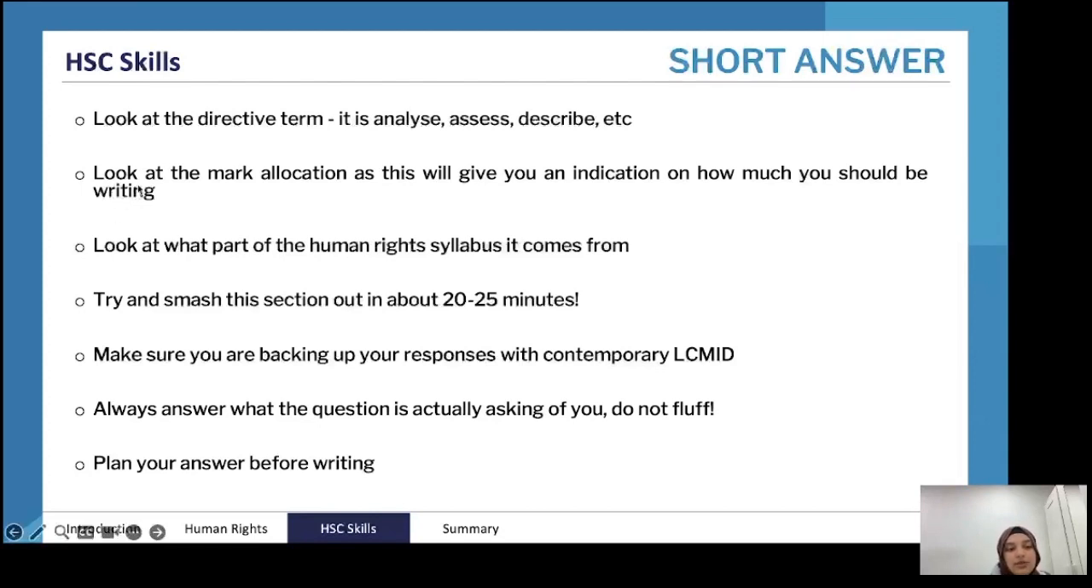Okay, so next up you want to look at the mark allocation, as this will give you an indication on how much you should be writing. So if it is a 6-mark question, please don't write 2 lines, and if it is a 2-mark question, don't write 10 lines. It doesn't make sense, right? And a really good way to understand how much you should be writing is to look at the lines that you're given to write. The lines are a guideline of how much you should be writing, so as long as you stick by that, you'll be fine, right?